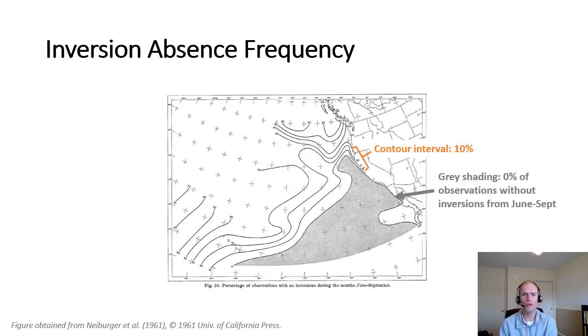If we move forward to a climatology of just how frequently the inversion occurs, note that this is a little bit of a weird diagram. It's the inversion absence frequency. So we want low numbers here to indicate where the inversion is located very frequently. This whole gray shaded region from the California coast westward and southwestward denotes areas where there weren't observations in a period of June to September without inversions from the data set used to create this image.